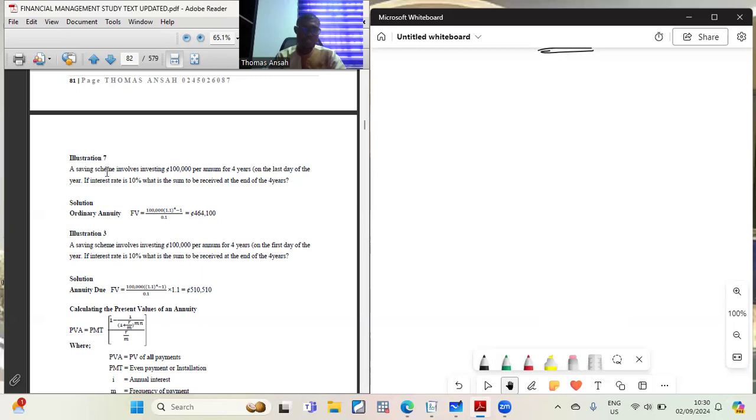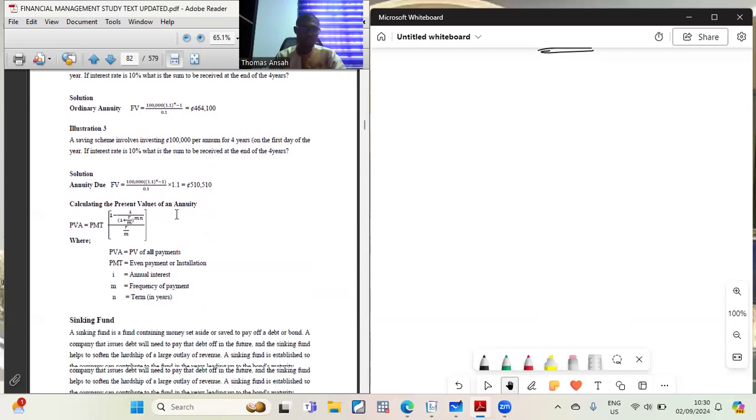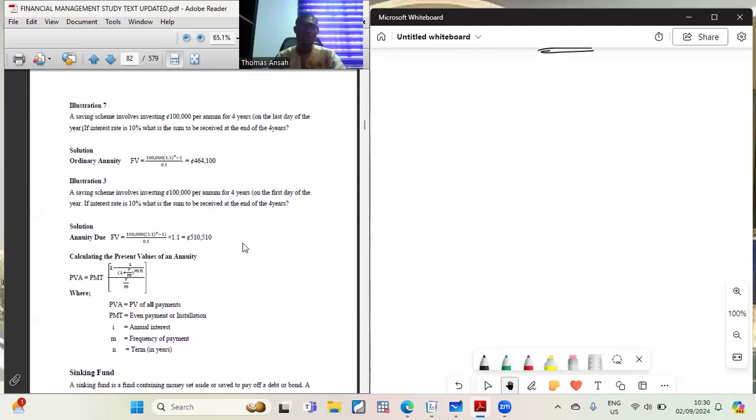Then it is on the last day of the year, which means it's what? Ordinary annuity. So that is it. Very easy. All right. So that is that. So you repeat the formula and that will be all. All right. So that is how you do an annuity for the future value of an annuity.